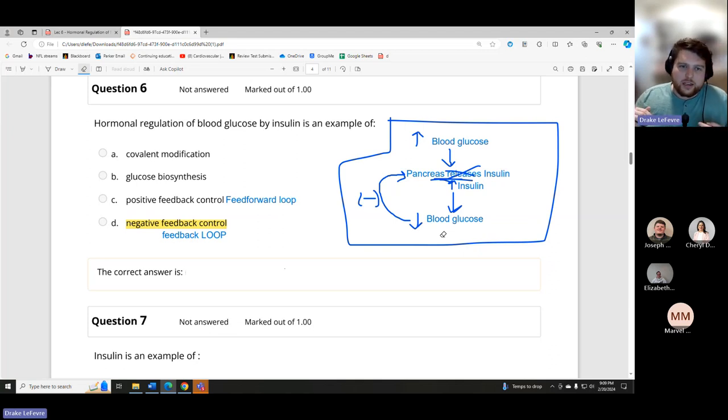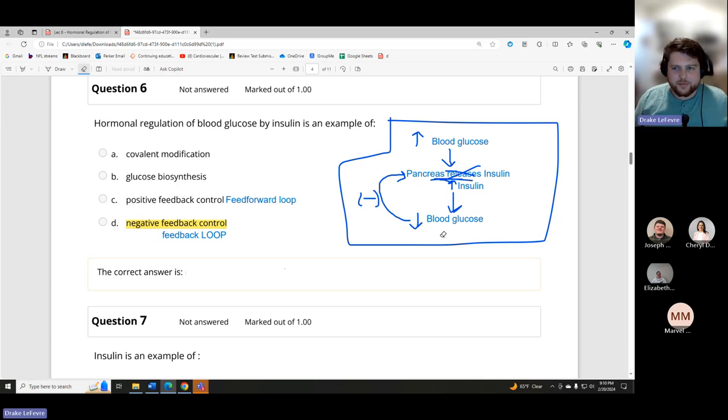We're currently releasing this hormone or doing this thing, and because we've done enough of it, we're going to send a message back to tell it to stop. And then for the feed forward, this is happening, we need more of it to happen, so we're going to make more of it happen.